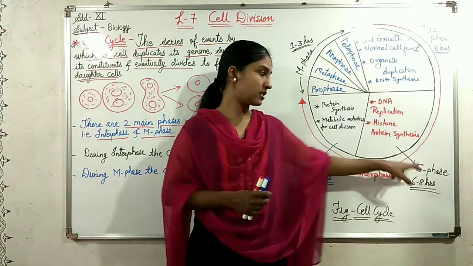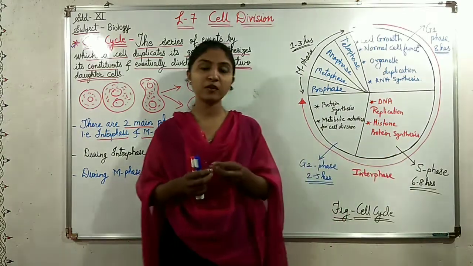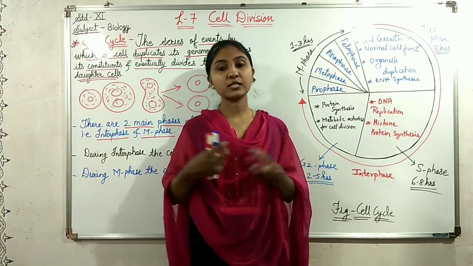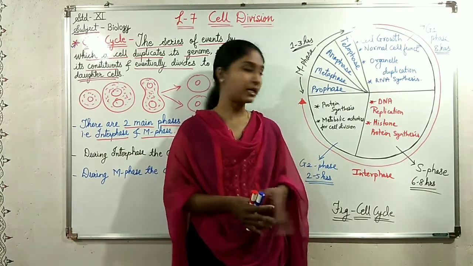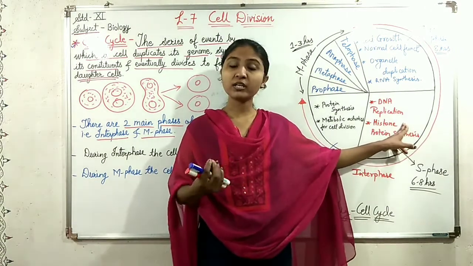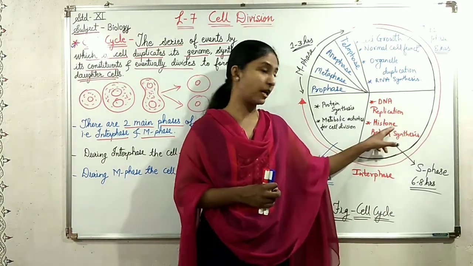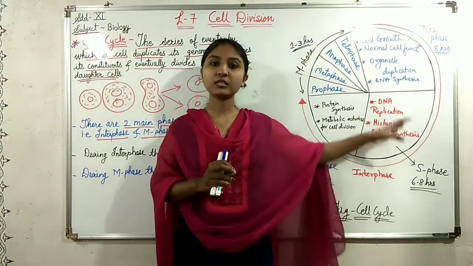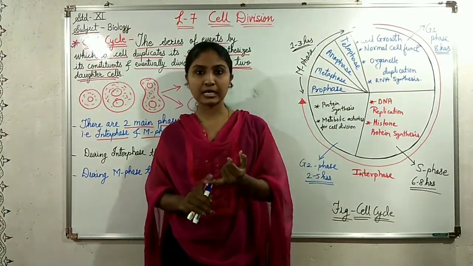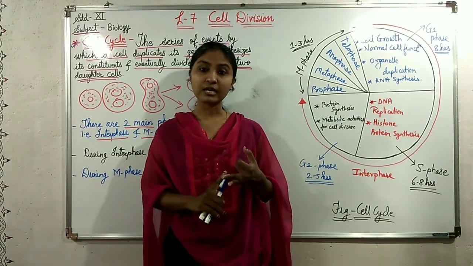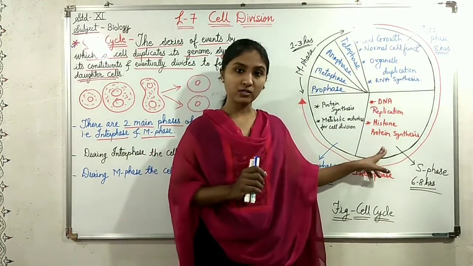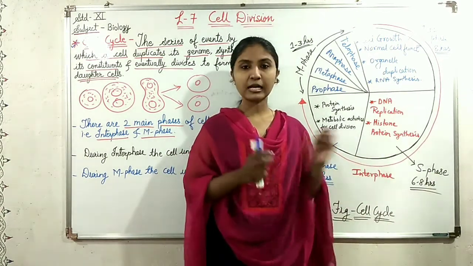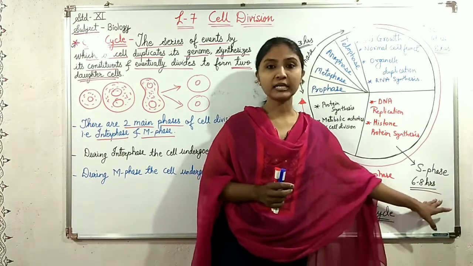The next phase is the S phase. Here replication of DNA takes place. Synthesis or replication of DNA takes place, and a protein is also synthesized. That protein is called histone. As this is a synthesis phase, DNA is synthesized and histone protein is synthesized. So that's why this phase is called S phase or synthesis phase. Now this S phase lasts for about 6 to 8 hours.